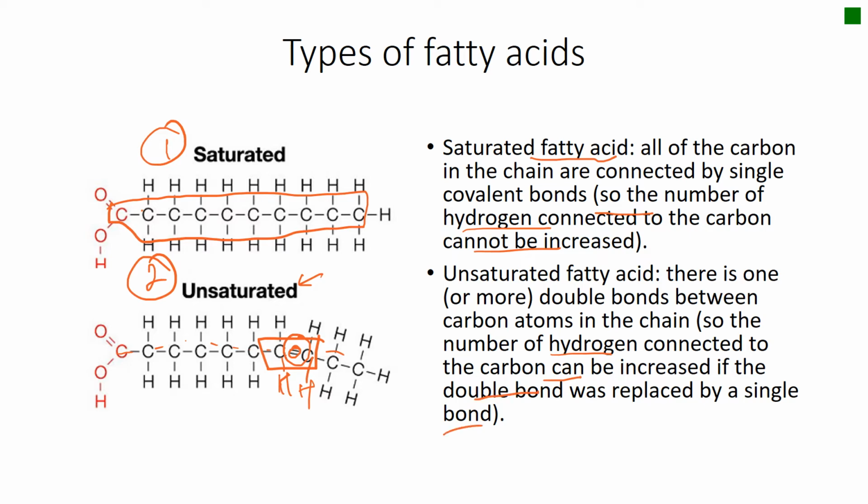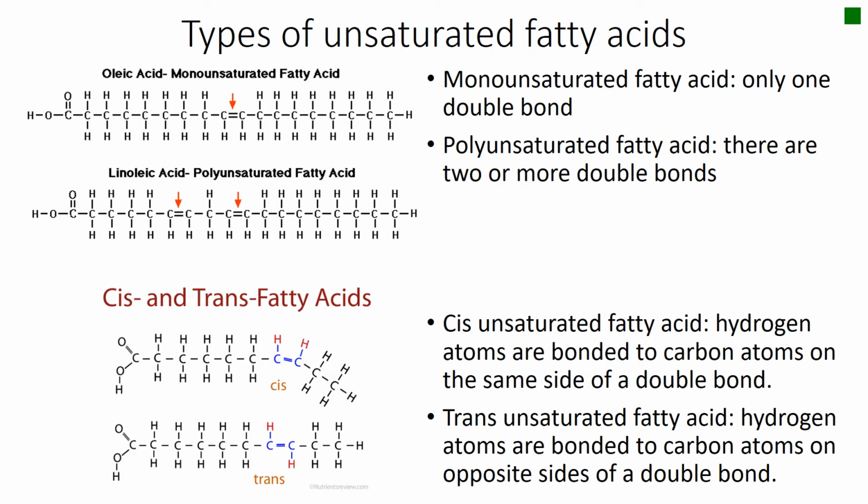So it means that this unsaturated has less number of hydrogen compared to the saturated one. And then the unsaturated fatty acid itself consists of many different types. So again, the classification of fatty acid is divided into two, which are saturated and unsaturated. Now the unsaturated will also be divided into many different types.